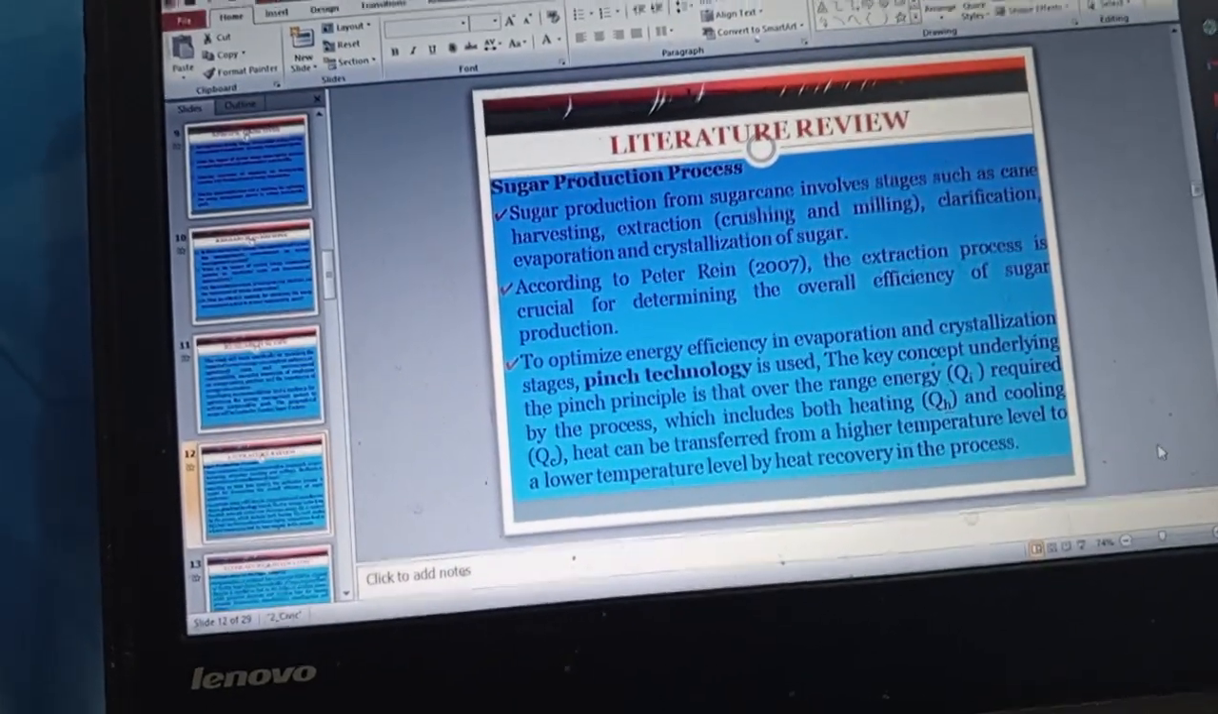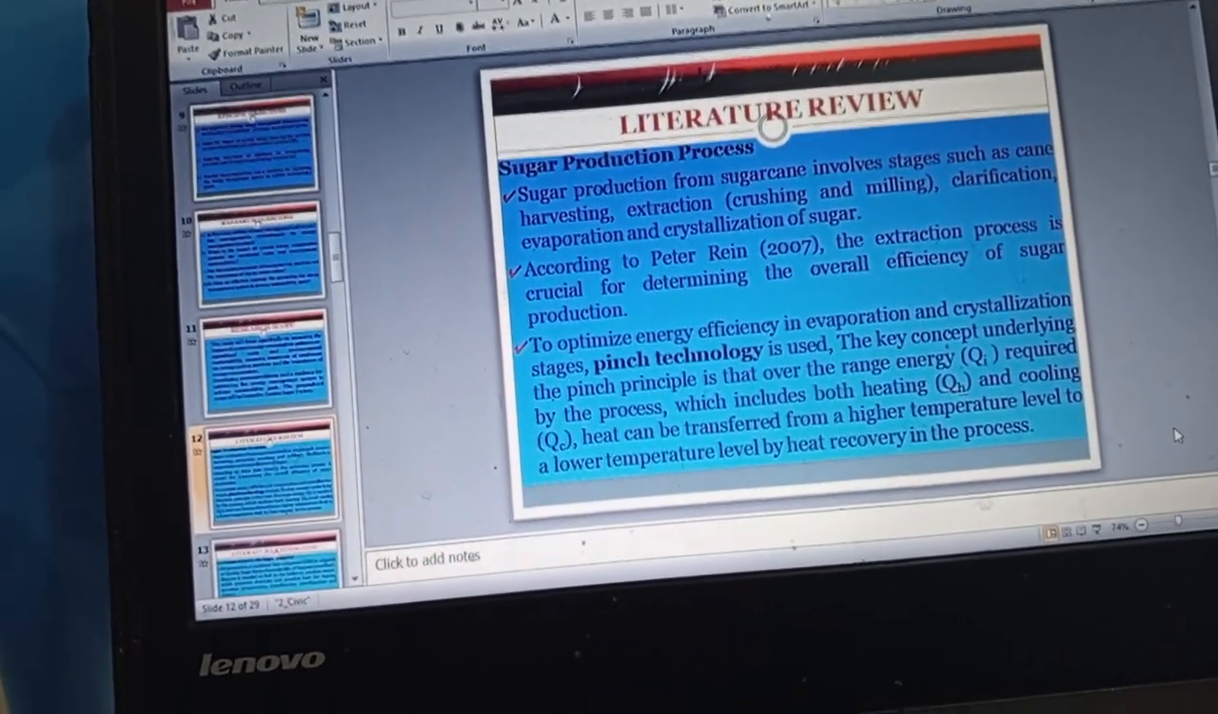Then for the literature review, sugar production process, subheading.